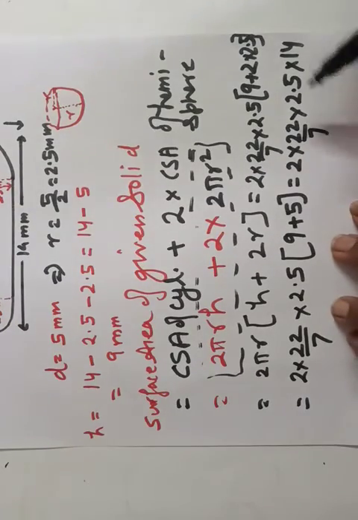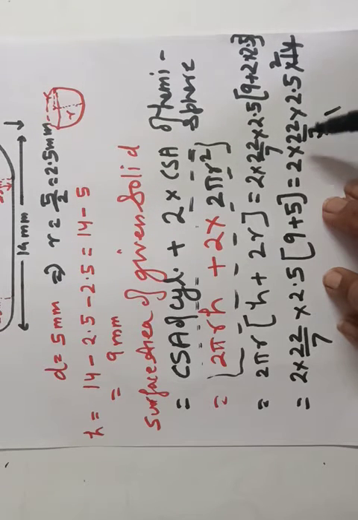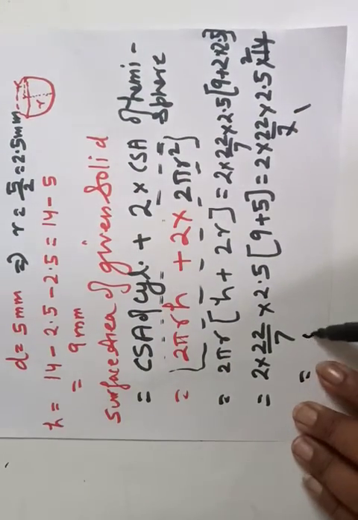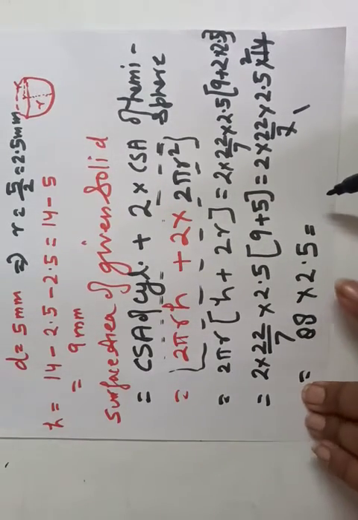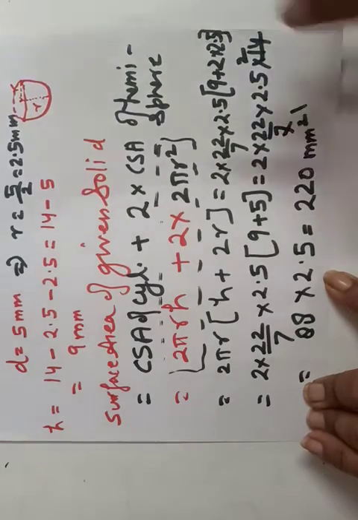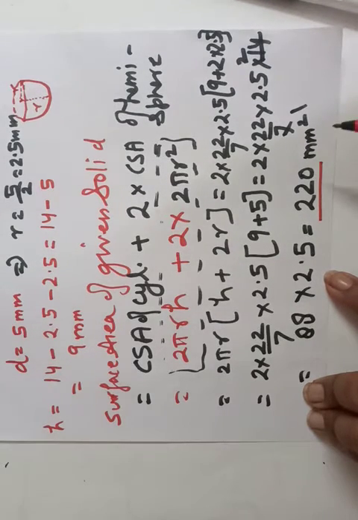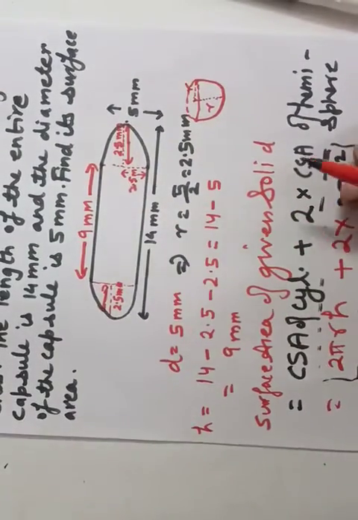Here we can say 7 ones are 7 and 7 twos are 14. Now we multiply: 22 twos are 44, 44 twos are 88, 88 into 2.5 is equal to 220 mm square. So this is the complete surface area in mm square for the given solid. I hope I am clear.